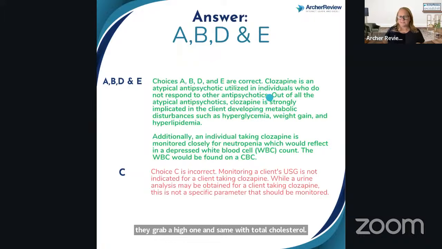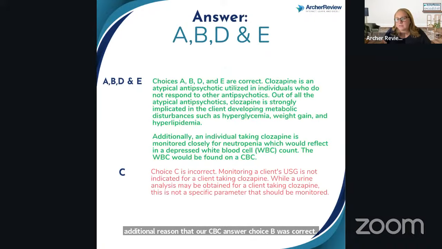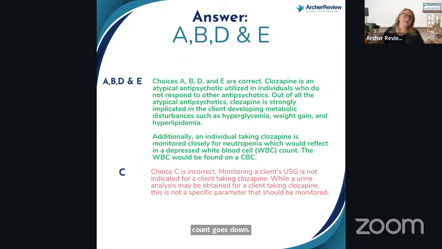Now, there's an additional reason that our CBC, answer choice B, was correct. Another thing clozapine puts you at risk for is something called agranulocytosis, where our neutrophil count goes down. From that CBC, yeah, I'm going to see their platelets. Yeah, I'm going to see their H&H. But what I really want to see is their white blood cell count. I want to know if those neutrophils are going down, because if they are, we're at really high risk for infection. So that's why we need a CBC.